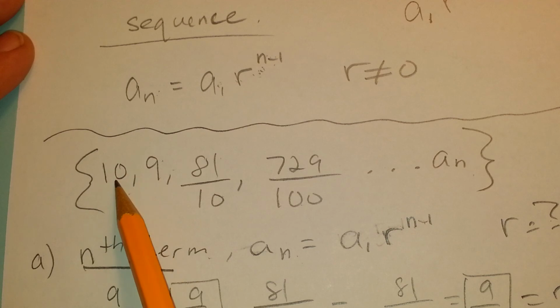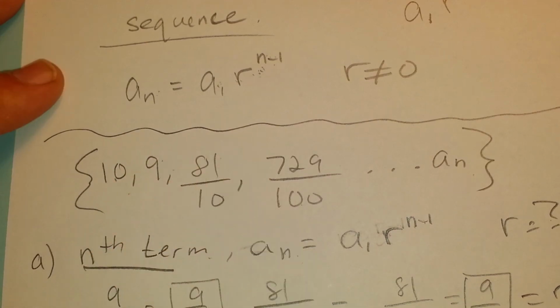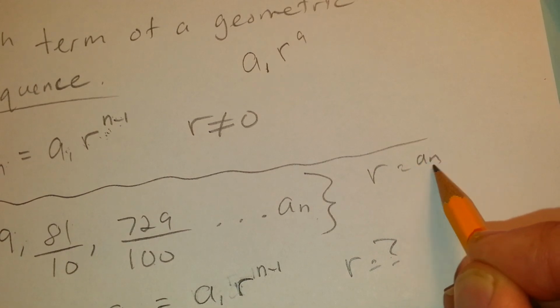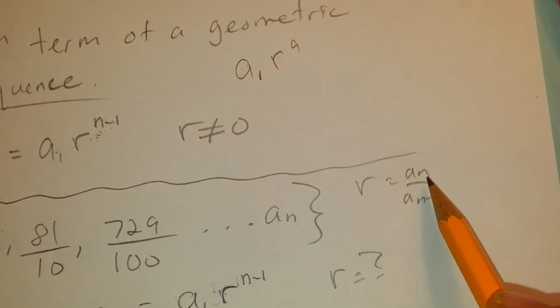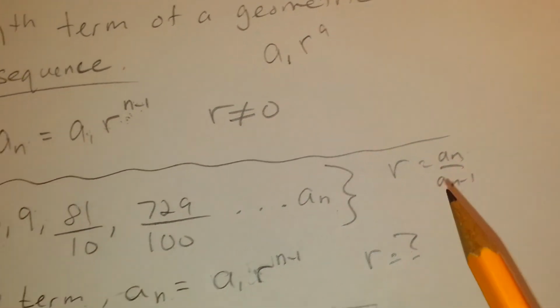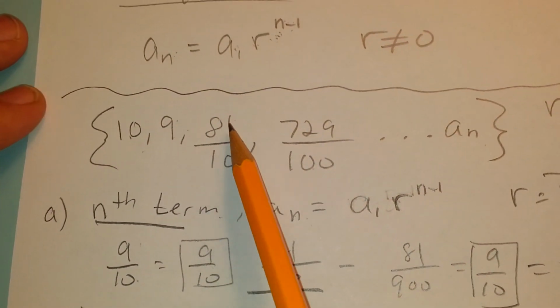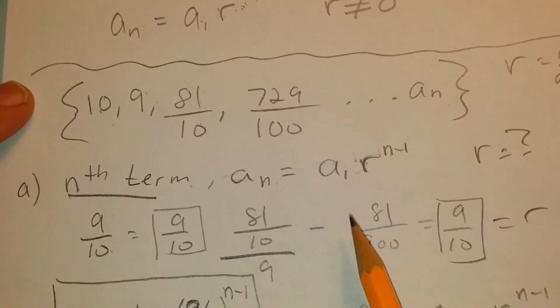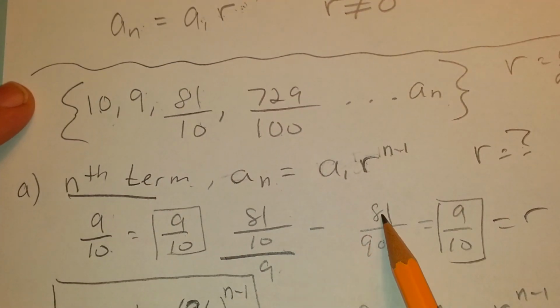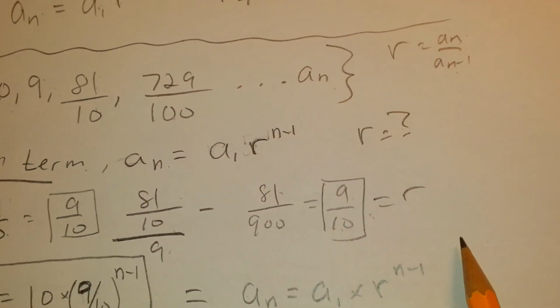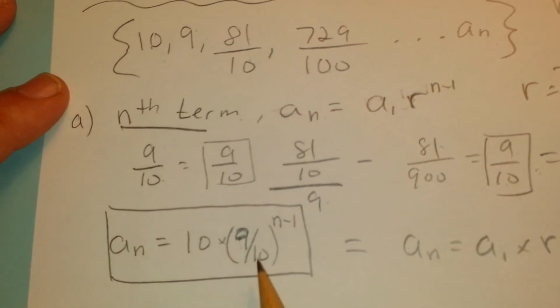Common ratio: a sub n over a sub n minus 1, the term divided by the term prior. So I've got 9 over 10, which is 9/10. That's the same thing as 81/10 over 9. 81/10 over 9 is 81 over 900. That's 9/10. That simplifies: this divides by 9, this divides by 9. So we have a common ratio of 9/10.